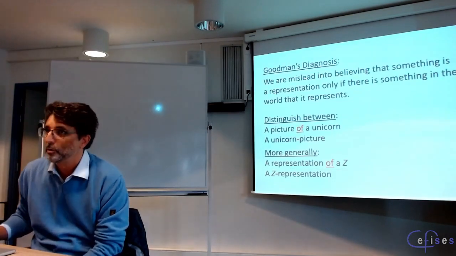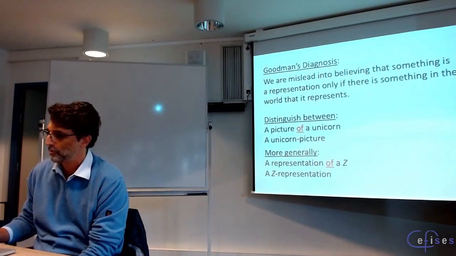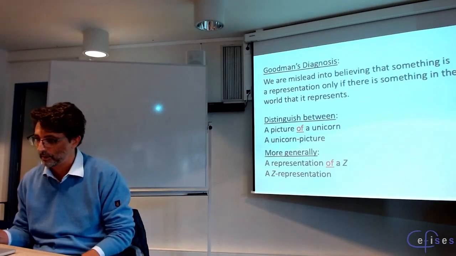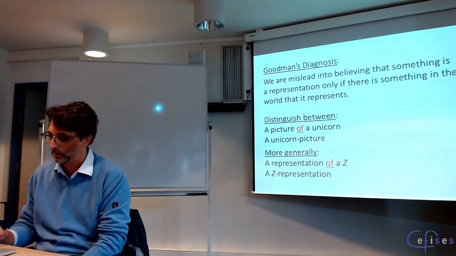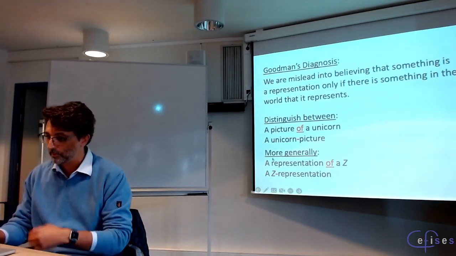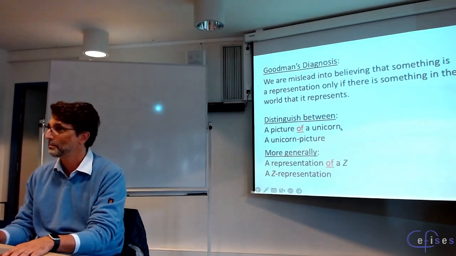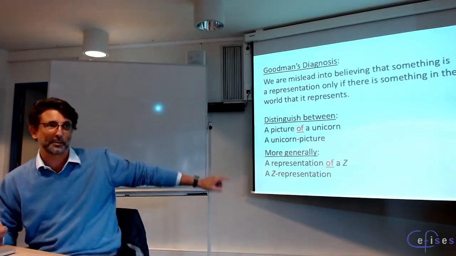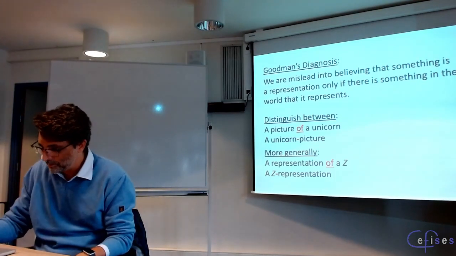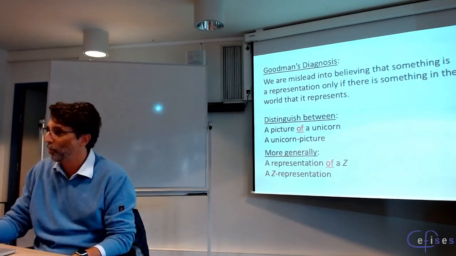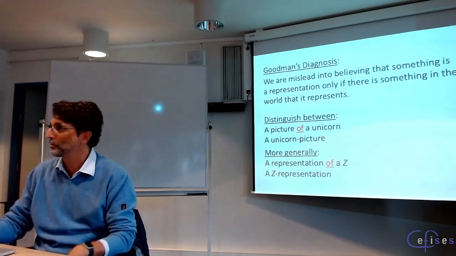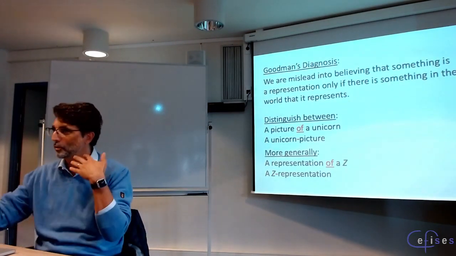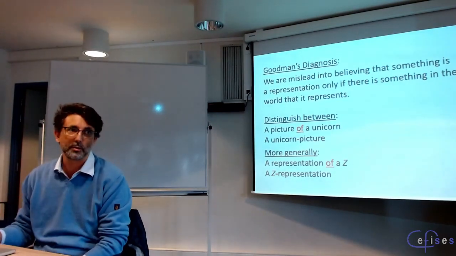And this is where an important move happens, and that goes back to Goodman's Languages of Art. There Goodman says, we're misled into believing that something is a representation only if there is something in the world that it represents. So we have to distinguish between a picture of a unicorn, the "of" here again, and a unicorn picture, which is an unbreakable predicate indicated by the hyphen here, or more generally, a representation of a Z or a Z representation. And what we have in the unicorn case is, of course, that this is a unicorn picture, but it's not a picture of a unicorn. And these are two modes of representation that you have to keep separate.